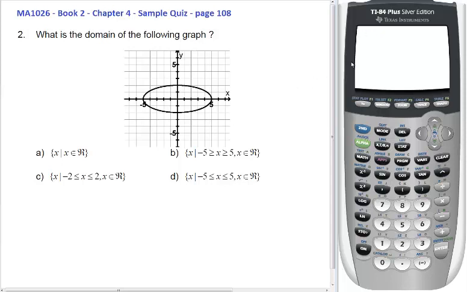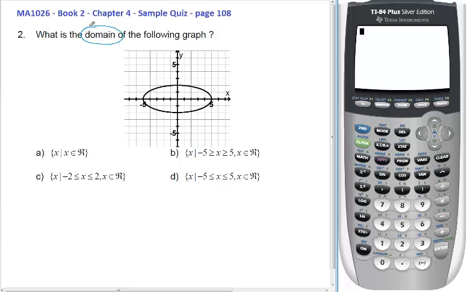Alright, good day students. We're going to look at the solution now to the second multiple choice. This is ma1026, book 2, chapter 4. It's on page 108, and it asks, what is the domain of the following graph?